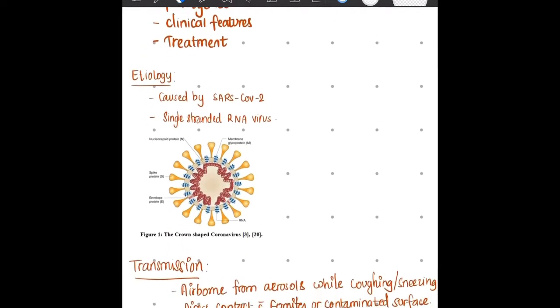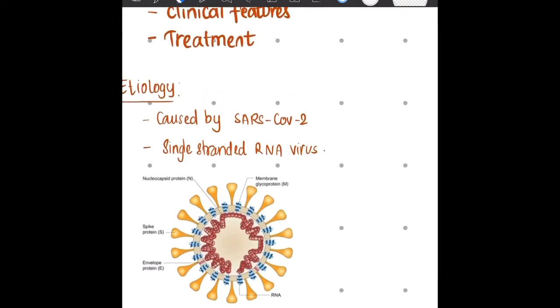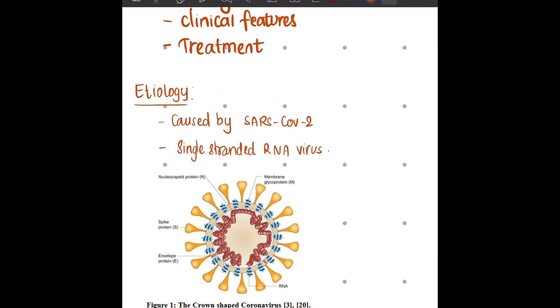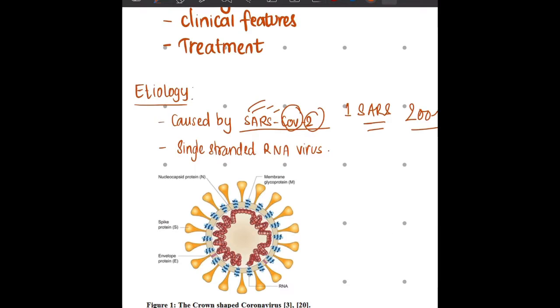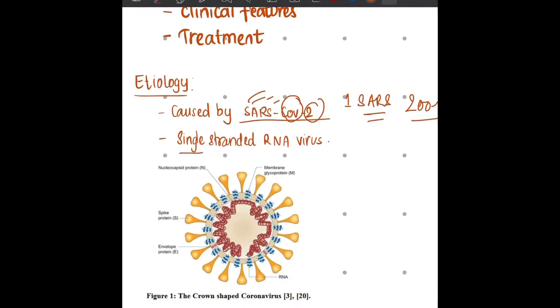COVID-19. As we all know that COVID-19 is caused by a virus which is called SARS-CoV-2 virus, SARS standing for Severe Acute Respiratory Syndrome Coronavirus Type 2. Type 1 SARS caused pandemic in 2002 in China. We know that SARS-CoV-2 is a single-stranded RNA virus.